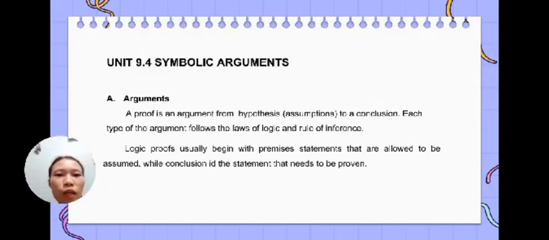So, Unit 9.4 Symbolic Arguments. A. Arguments. A proof is an argument from hypothesis, assumption to a conclusion. Each type of argument follows the laws of logic and rules of inference. Logic proofs usually begin with premises, statements that are allowed to be assumed, while the conclusion is the statement that needs to be proven.